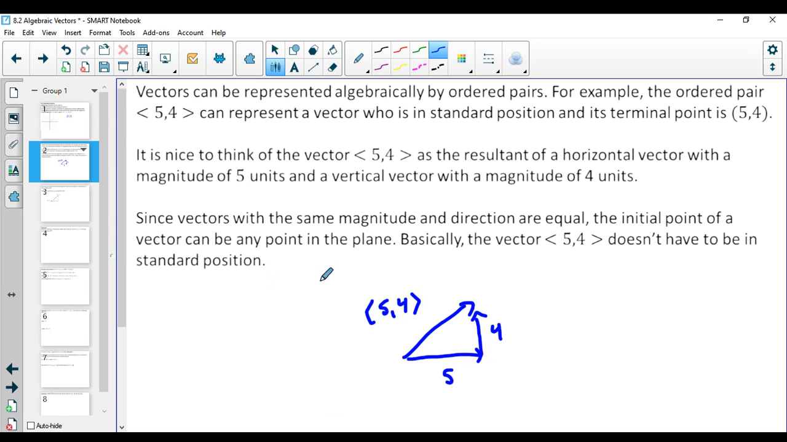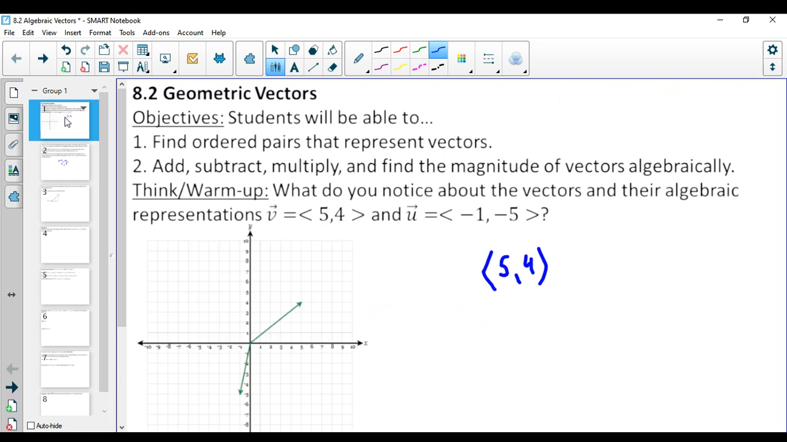Right. And since vectors with the same magnitude and direction are considered equal, the initial point of a vector can be any point in the plane. Basically what I'm saying is <5, 4> doesn't have to be in standard position, it can be anywhere on that graph, right? So if I go back here and draw a <5, 4> like this, it's obviously not exactly <5, 4>, but that's still a vector of <5, 4>, whether it's in standard position or not.